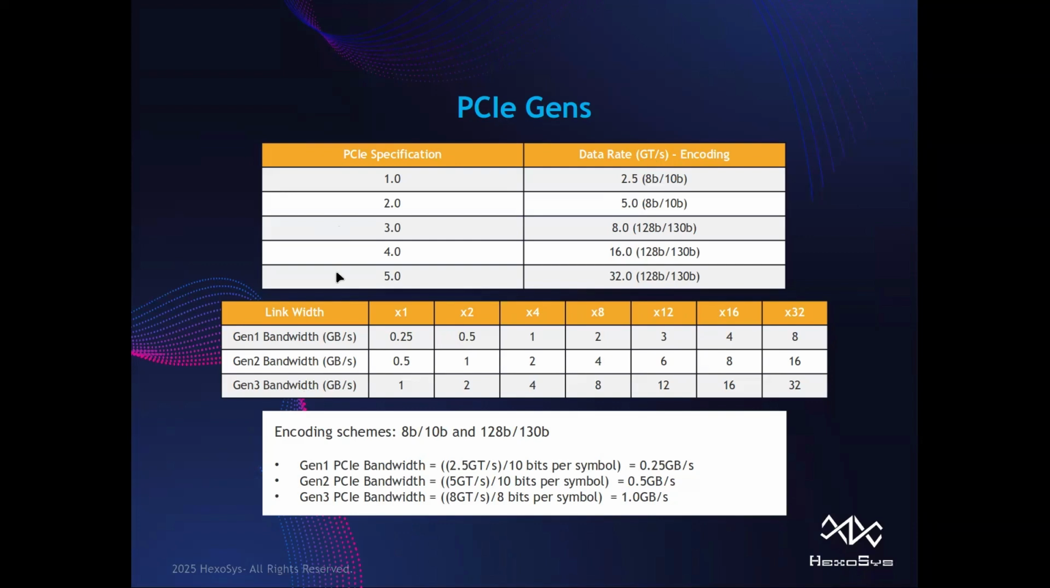For example, for Gen 2 PCIe, we have 5 giga transactions per second. So to have a better understanding of what the maximum throughput can be in one lane of PCIe Gen 2, we should use a simple formula. And to better understand this formula, I'm going to talk a little bit about encodings in PCI Express.